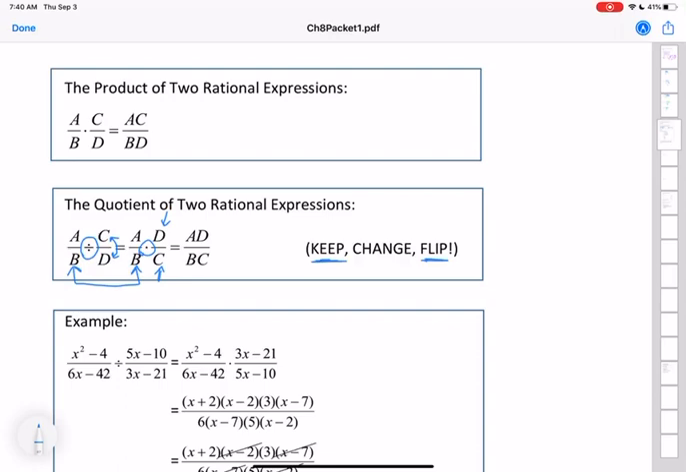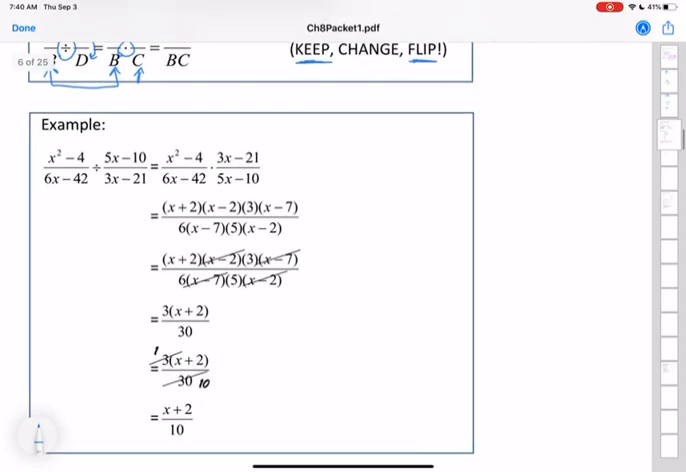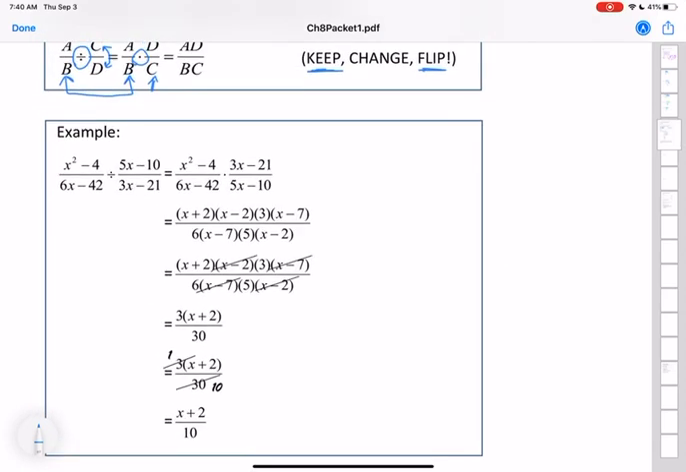Okay, so in this first example, I have it all written out already. We have x squared minus 4 over 6x minus 42 divided by 5x minus 10 over 3x minus 21. So all I've done so far is keep the first piece, change my sign because it's division, and flip that second element. Okay, so keep, change, flip. So what was on the bottom, I wrote up here on the top, and what was up on the top, I wrote here down on the bottom. Then I started breaking it apart.